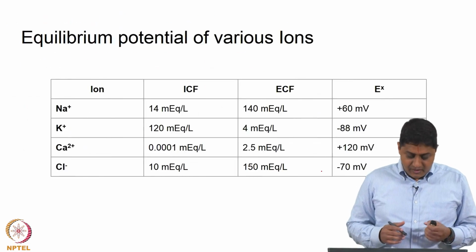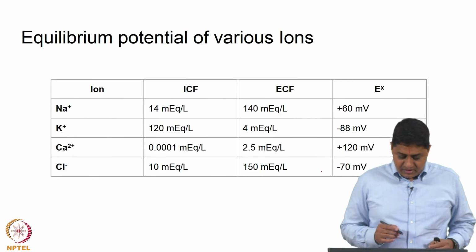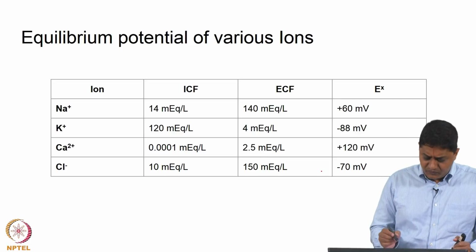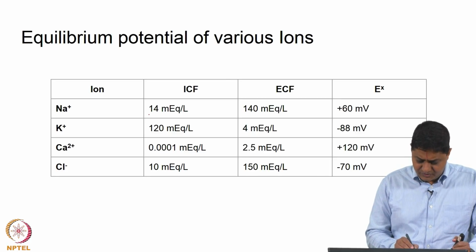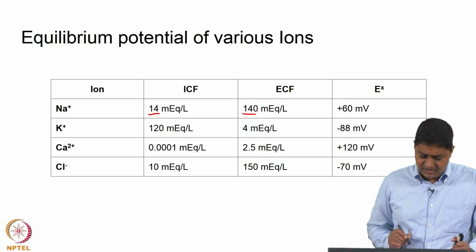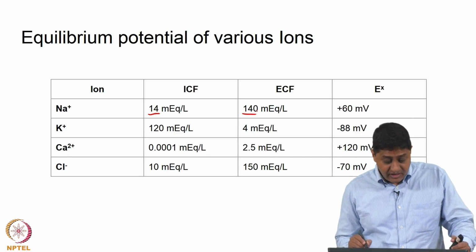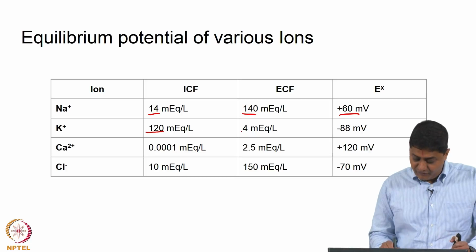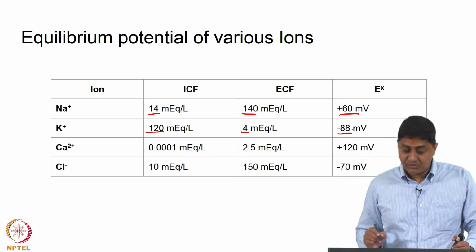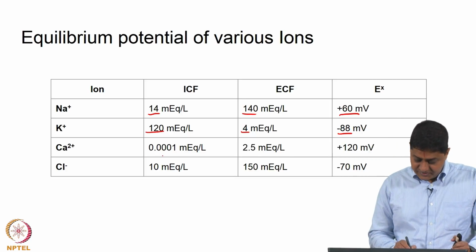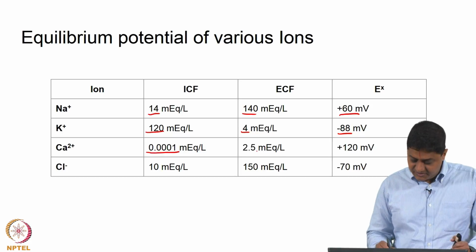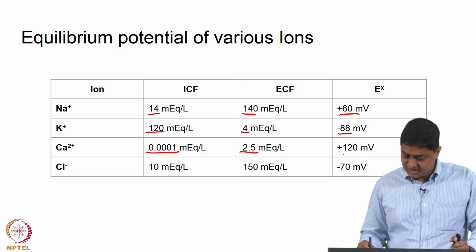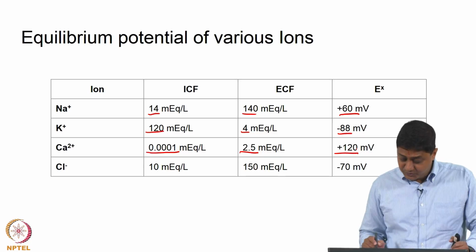Okay. So, let us remember the concentrations. For 14 and 140 between inside and outside, the equilibrium potential is plus 60 millivolts. For 120 and 4, the equilibrium potential is about minus 88 millivolts. Once again, note this is the calcium concentration inside and outside. So, the equilibrium potential is plus 120 millivolts.